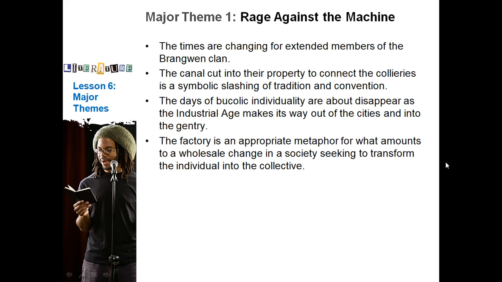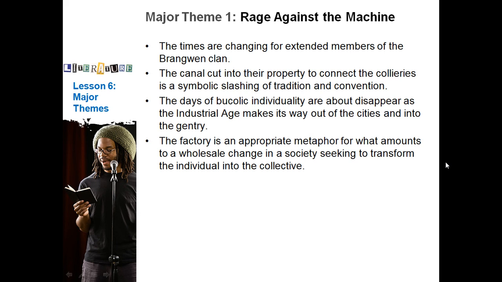Now we are in lesson 6, and we will look at three major themes that appear in this book, The Rainbow by D.H. Lawrence. The first theme is rage against the machine, the age of the machine, industrialization, which is indicated here.